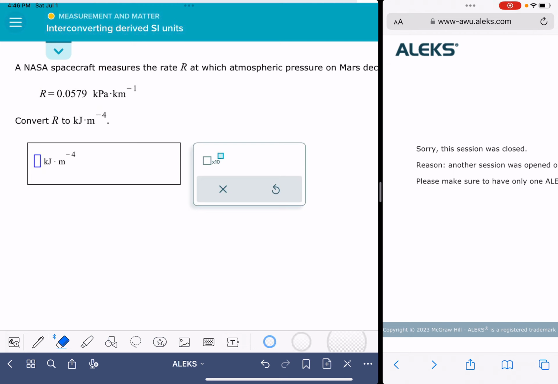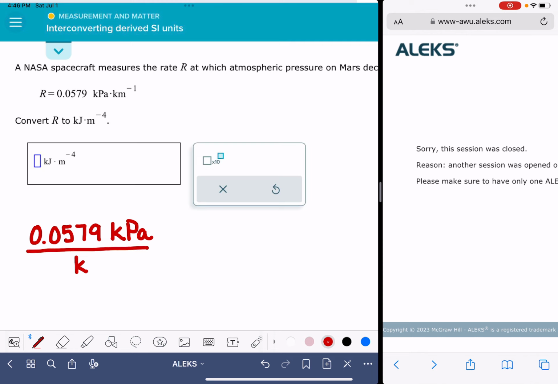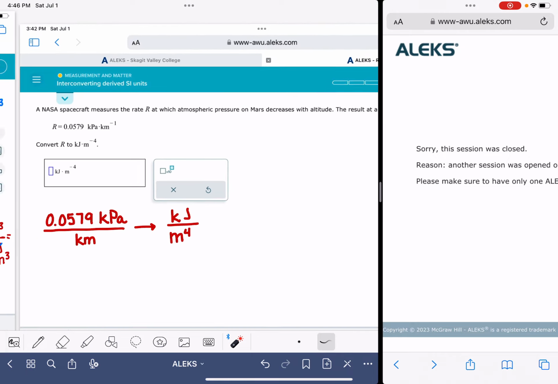So, just so we have more room, I'm going to begin by rewriting the number that has been given to me, 0.0579, and the units, kilopascals over kilometers. I'm going to rewrite it in a more conventional fraction format, rather than kilometers to the -1. Now my goal is to convert this number into units of kilojoules over meters to the fourth, and that's what I'm going for. And this conversion factor from pascals into joules is not a super straightforward conversion process.